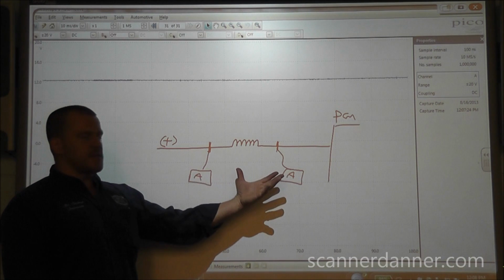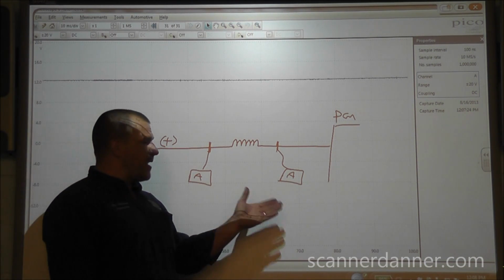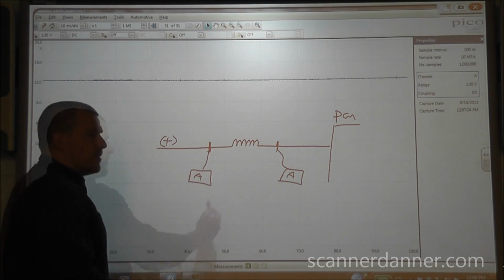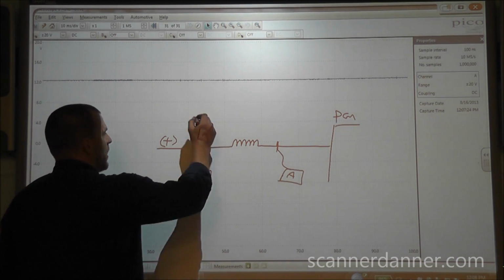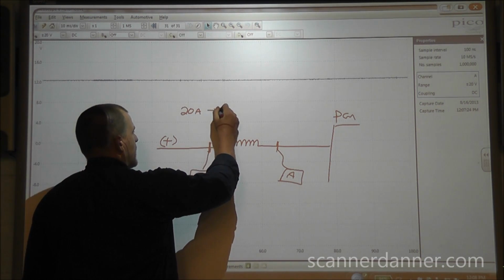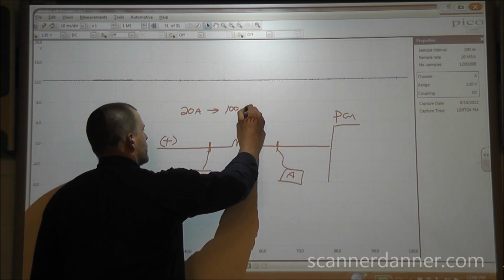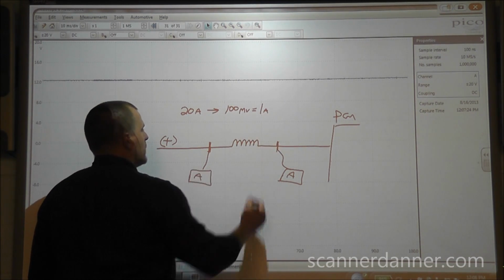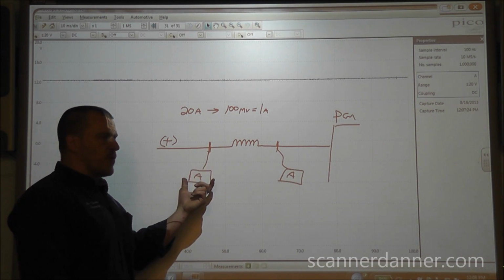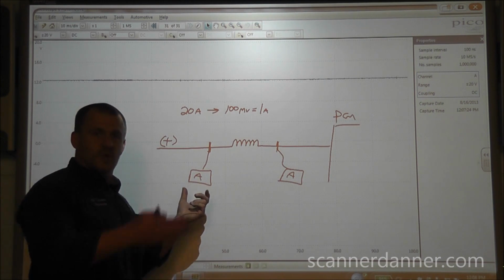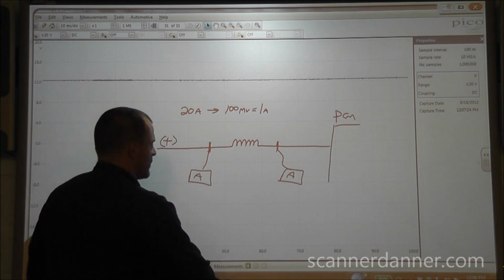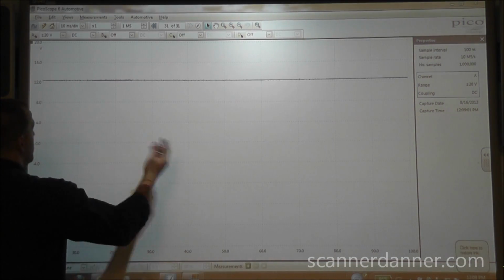Now the thing with this inductive amp probe is it's not reading amperage. You're actually reading voltage. The conversion is done for you. I have my amp probe set on a 20 amp, and what the setting would be is every 100 millivolts equals 1 amp. And so every amp of current will generate 100 millivolts of voltage signal to the scope. You would need to know that if you didn't have pre-programmed channels. The nice thing about that is we do.